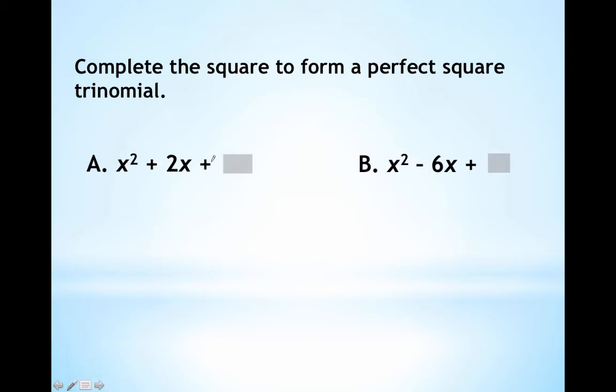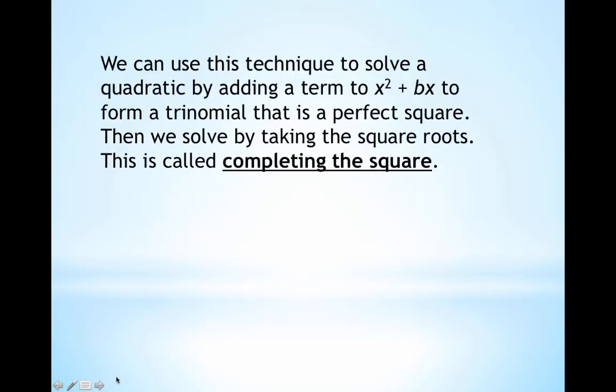Okay, so your opportunity to fill in the numbers. If this is my b term, what is my c term going to be? Half of 2 squared is going to give me 1. Half of -6 squared is going to give me 9. Okay? So we're using this technique to complete the square, because we did notice that it was nice and easy to factor those quadratics that were perfect square trinomials.